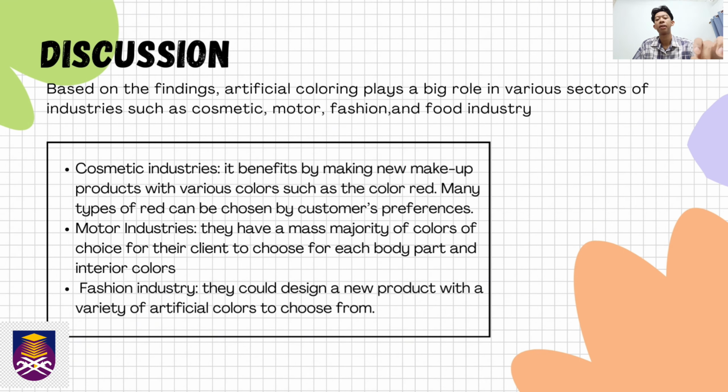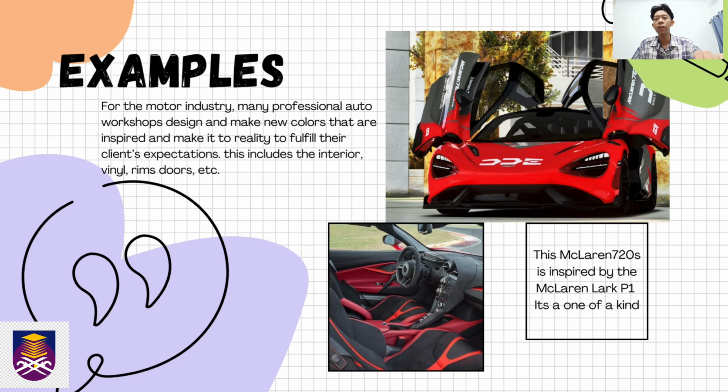So this is one of the examples for the motor industry, where most professional auto workshops design and make new colors inspired to make it a reality to fulfill their clients' expectations. This includes the interior, rims, doors, wings, and the sharp corners of the car, and many more. They can be adjusted and colored by artificial dyes and artificial coloring, but most of them need many layers to make the color appealing in sunlight.